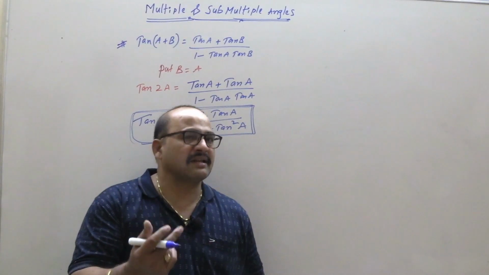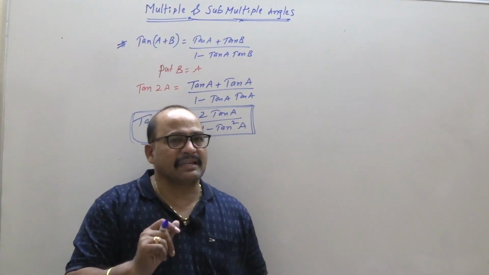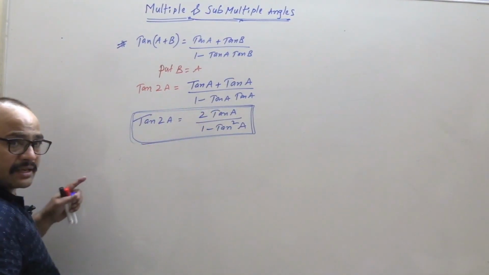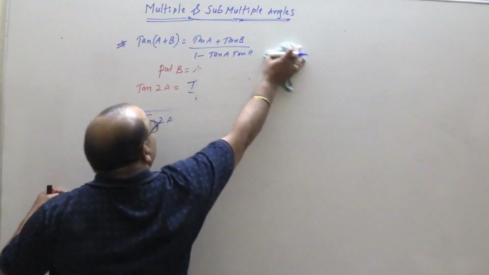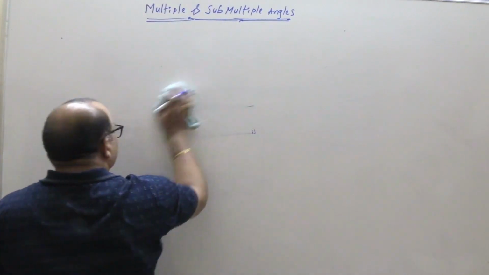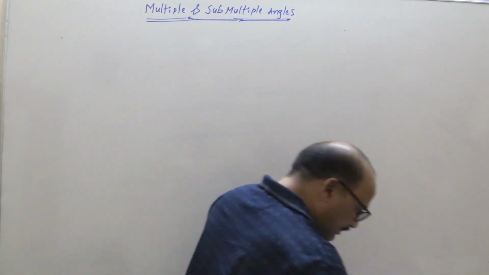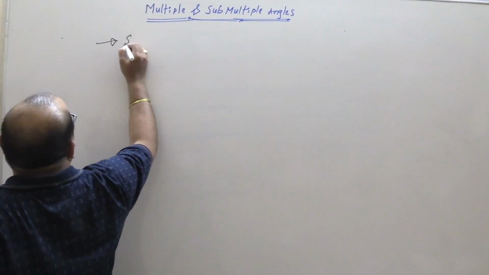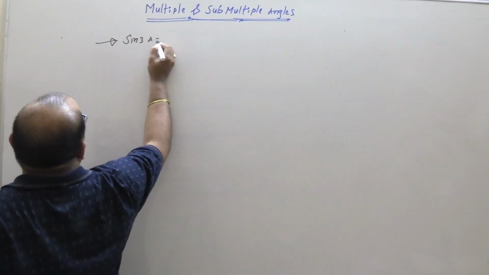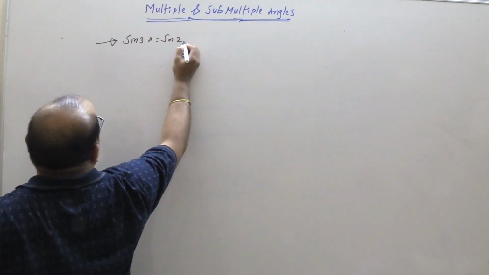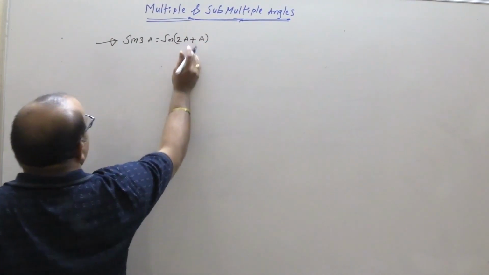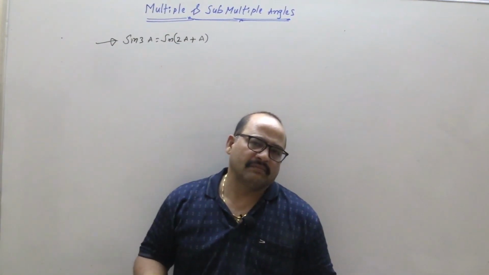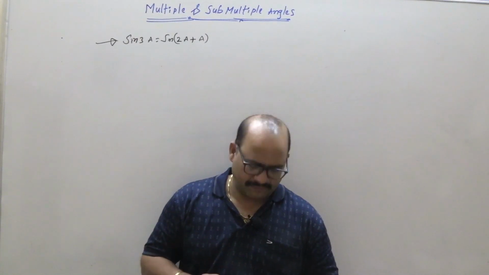Next, sin 3A, cos 3A, tan 3A. I am going to prove those results. Okay, right. Next, sin 3A. What is sin 3A? Sin 3A can be written as, again depending on the previous result, sin of 2A plus A. Just as 3 rupees can be written as 2 rupees plus 1. A plus 2A or 2A plus A, no problem.